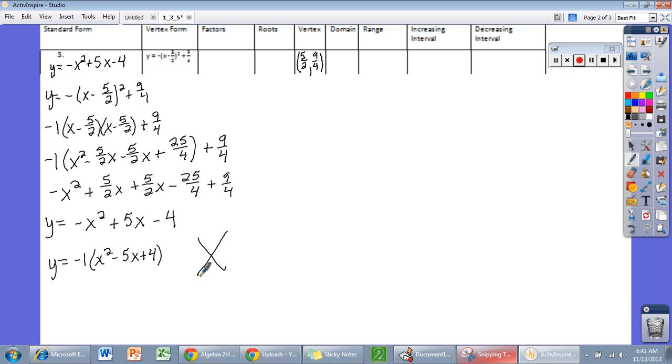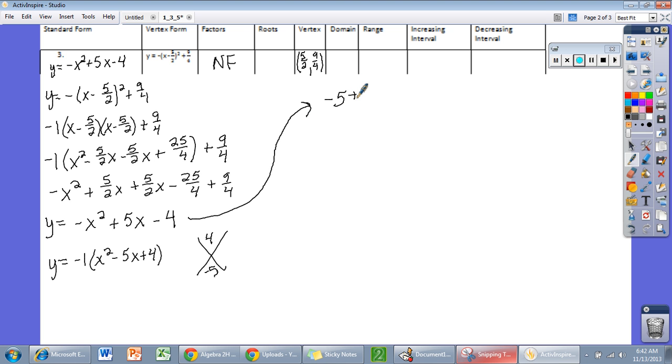So it's easier for me to tell if I'm looking for numbers that multiply to give a positive 4 and add to give a negative 5. And I can tell by looking at that that that's not factorable. So right here, I'm writing not factorable. But that does not mean that I can't get the roots. Okay, so to get the roots, I'm using the quadratic formula. Okay, so you're using this equation right here.